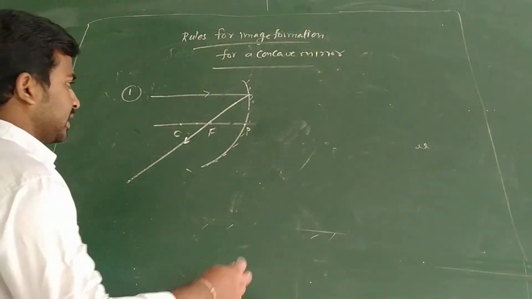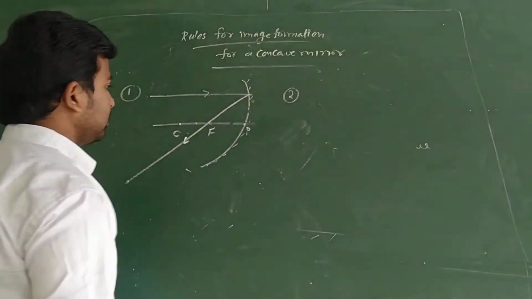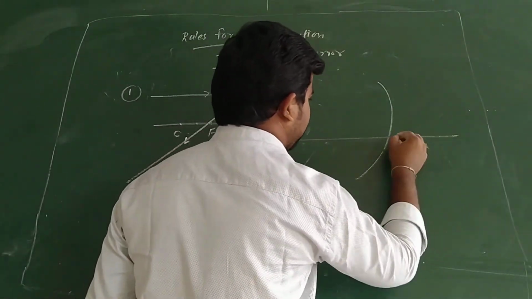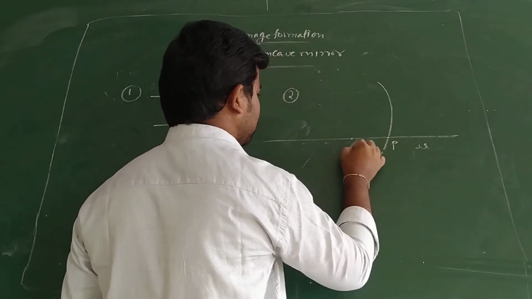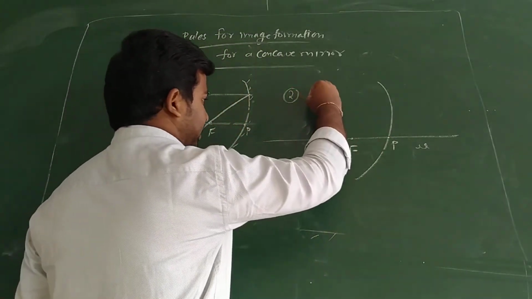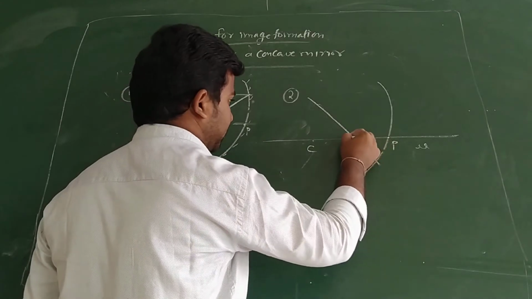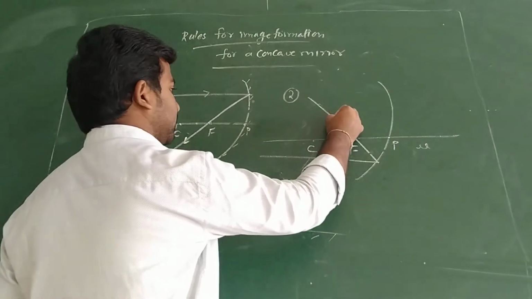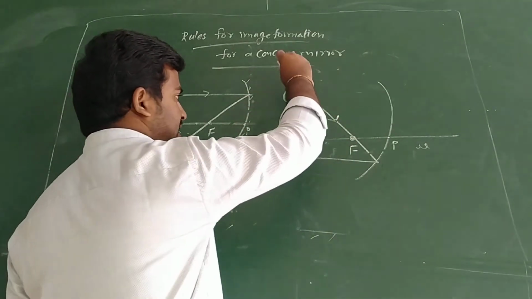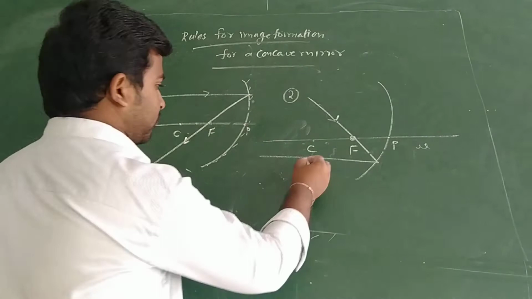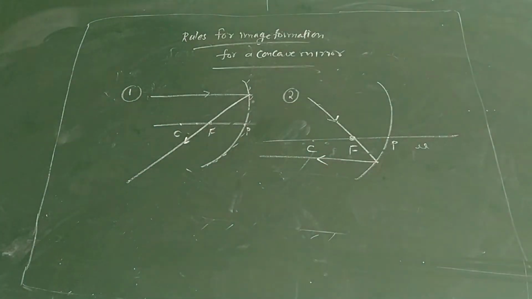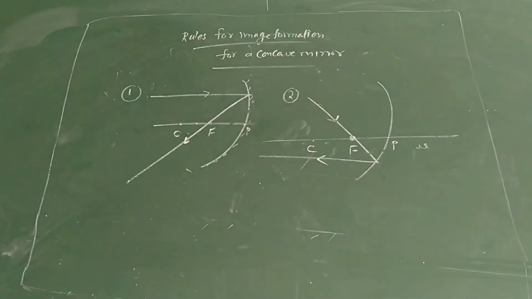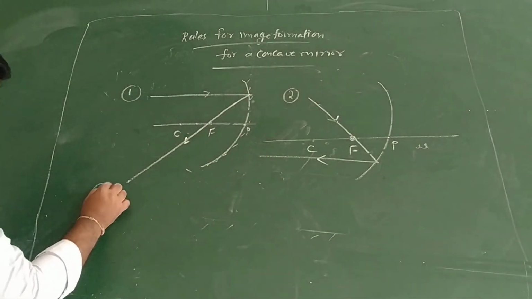Again we have to represent this with a symbol. And the second one is, when an incident light ray is passing through the focus of the spherical mirror, after reflection it travels parallel to the principal axis. You have to represent this with a symbol. Here the incident light ray is going this side, and after reflection it goes parallel to the principal axis. That is the second rule for image formation by a concave mirror. And the third rule you can take.